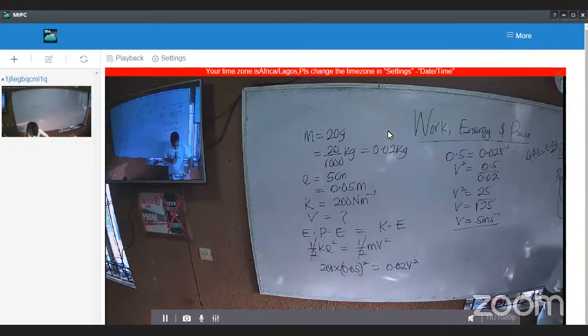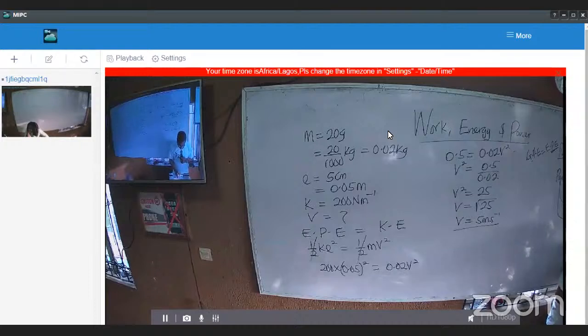A 70-kilogram man ascends a flight of stairs of height 4 meters in 7 seconds. Full stop. Find the power expended by the man.